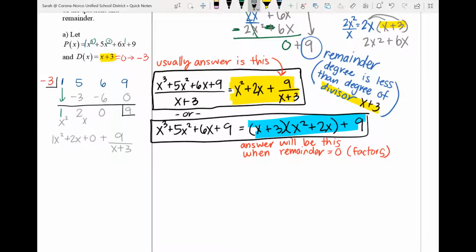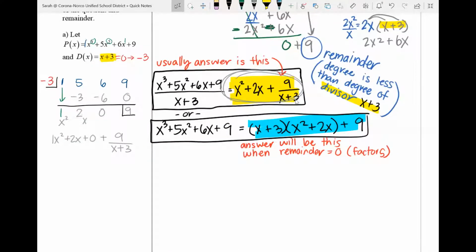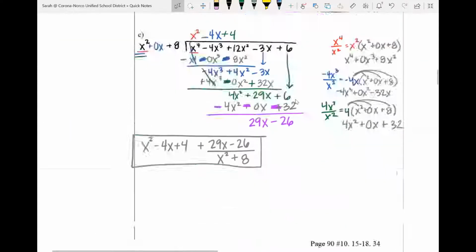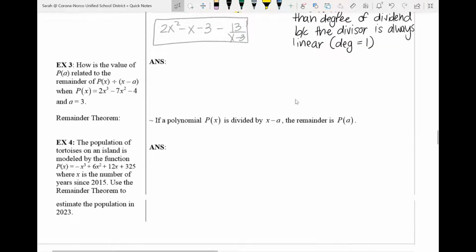And so notice that this is the same as the answer that we got with long division. We just use a lot less space. So synthetic division is helpful for situations where we are allowed to use it. So now let's look at some other properties of division with polynomials and relationships that we can find within those.